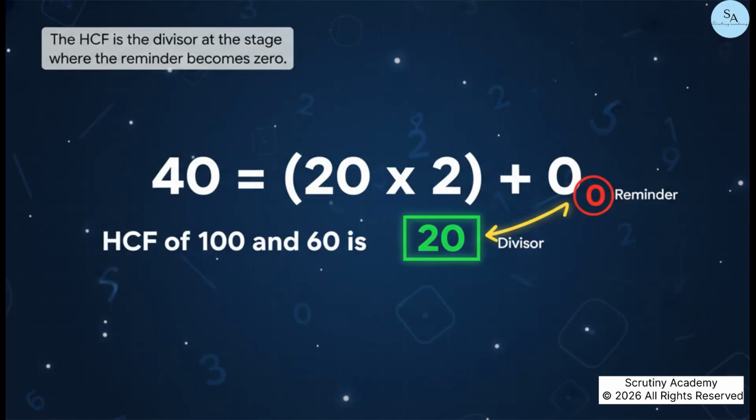You're going to love how simple this is. The HCF is simply the divisor from the very last step, the step right before you got that 0 remainder. In our case, that was 20. And that's it. The HCF of 160 is 20. It's such a clean process, and it always works.